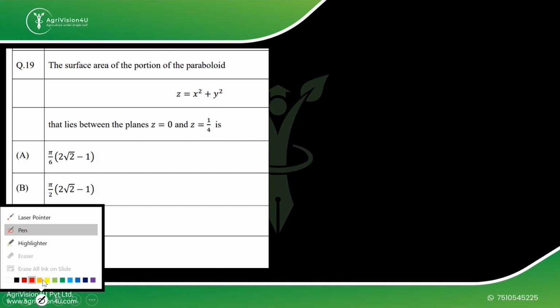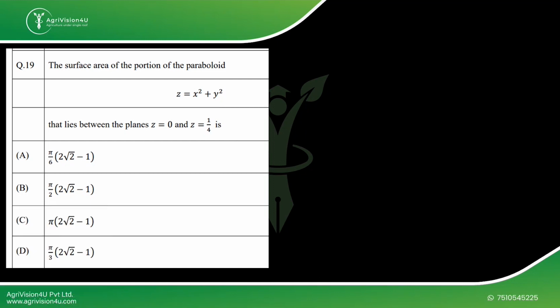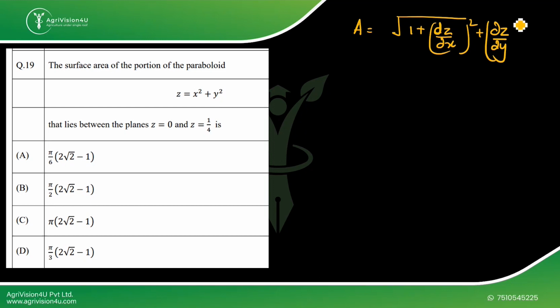So first of all, you should know the formula to calculate the surface area. The formula is the integral of the square root of 1 plus dou z by dou x whole square plus dou z by dou y whole square, into dA, over the specific domain. Now, how to write dou z by dou x and dou z by dou y? This is already given to us, so you can directly write the formula.